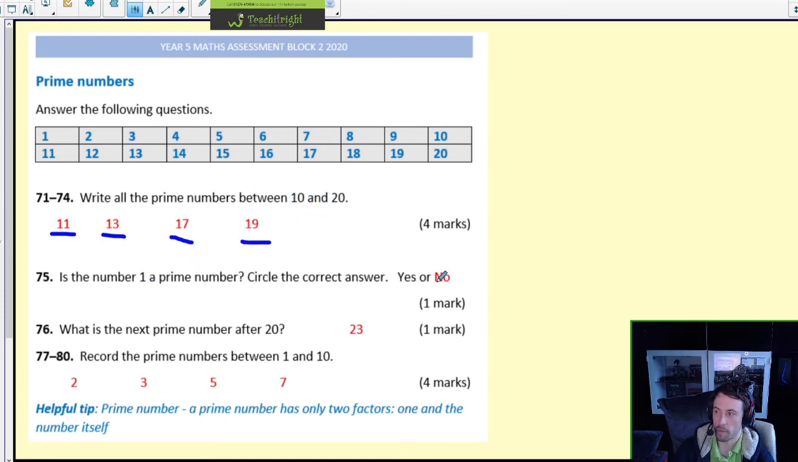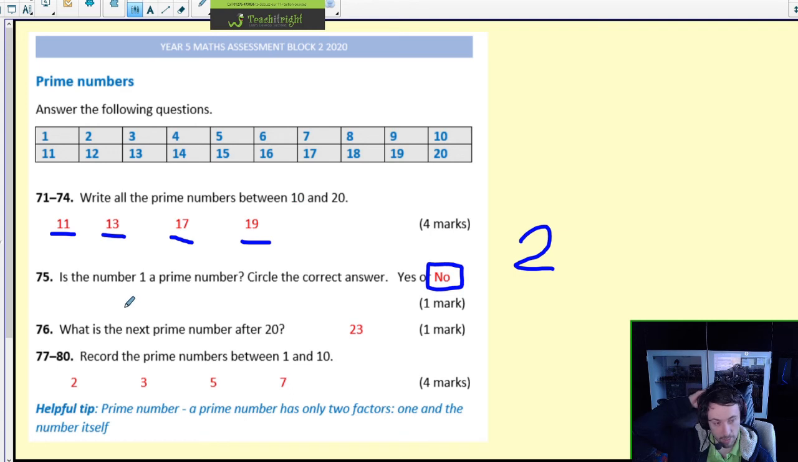Is 1 a prime number? No. Common trick question. Really worth learning. The smallest prime number is also the only even prime number, which is 2. So the smallest prime number is 2, so 1 can't be prime. And that's because 1 only has one factor.